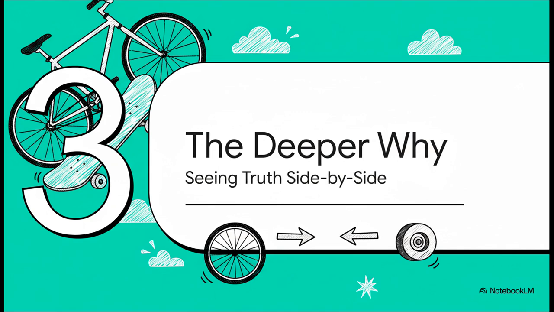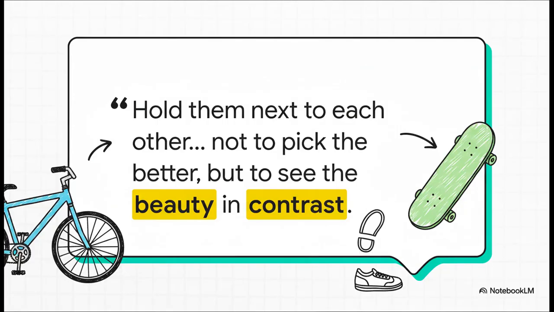But this skill goes so much deeper than just choosing how to get around town. This whole process we just walked through, laying things out side by side to make a clear choice, is actually a super powerful way to understand much bigger ideas. It's about learning to see things clearly, not just to pick a winner, but to gain some real wisdom. I just love how this short poem puts it. Hold them next to each other, not to pick the better, but to see the beauty in contrast.